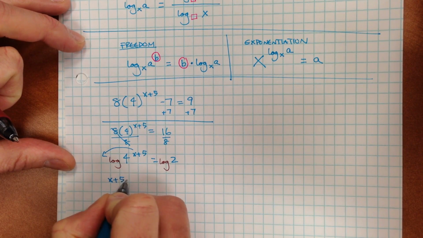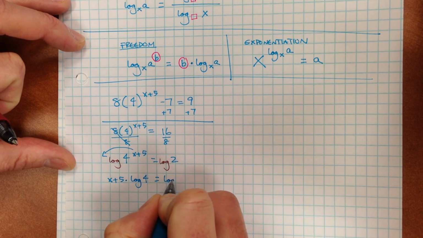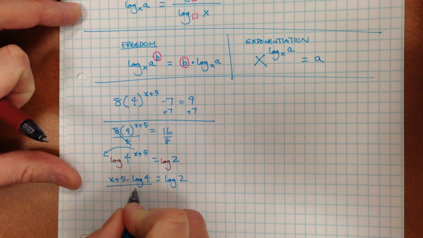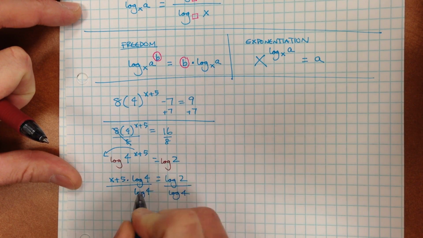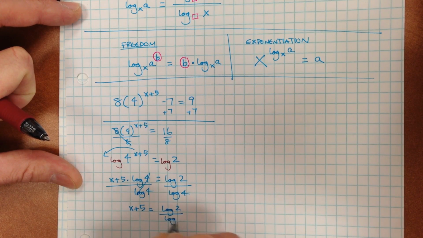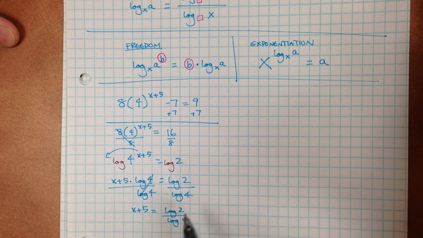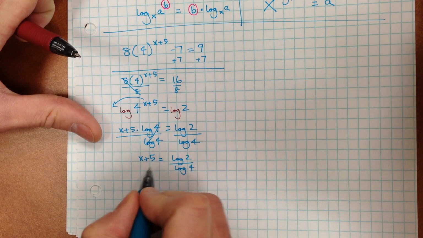x plus 5 times log 4 equals log 2. So now I have this multiplication problem. I would undo that by dividing by log 4. x plus 5 equals log 2 divided by log 4. Well, now we could use our change of base properties that I talked about previously, and we could rewrite this as a single log. I will also be subtracting 5 at the same time.